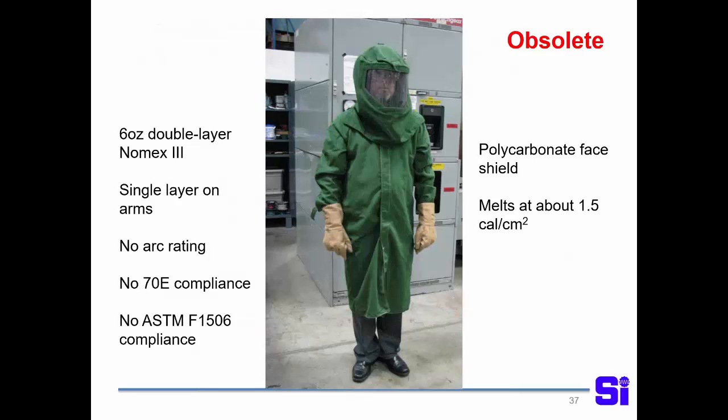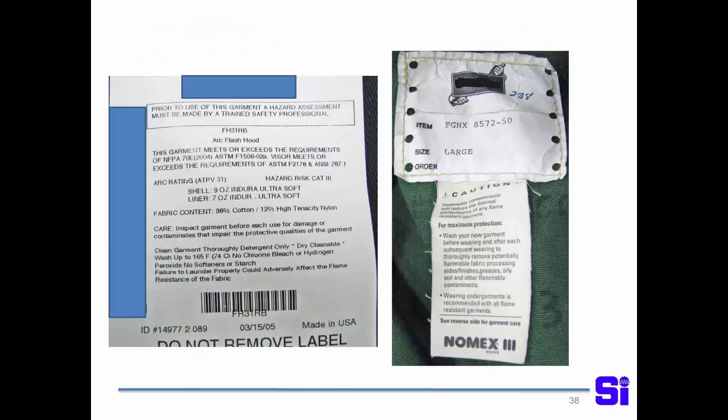It had a polycarbonate face shield, which up to 1996, when we started doing arc flash testing, we thought polycarbonate was the way to go. Well, it turns out that a polycarbonate face shield melts at about 1.5 calories. And on the left is the label that is sewn into that green arc flash suit. And you can see it's got nothing about compliance with anything, because at the time, there was nothing to be in compliance with.